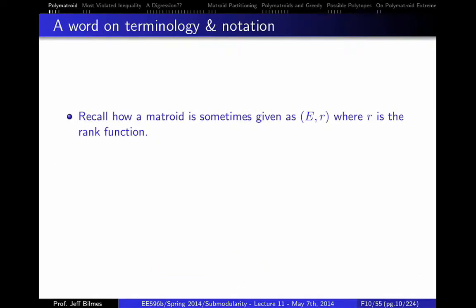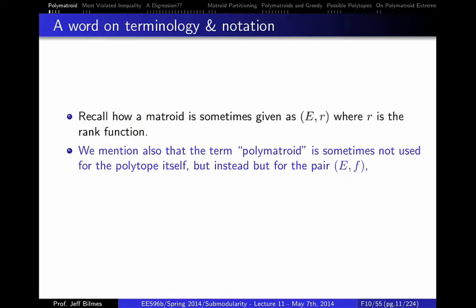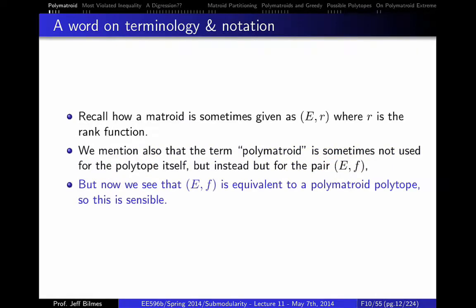I'm half kidding. Recall how a matroid, so this is just a very simple notational slide, can be defined based on a ground set and a rank function. Sometimes in the literature you will see that a polymatroid is defined either based on a ground set and a polymatroid function, or alternatively you might see that it's defined as E and then some polytope, P. All of these things are essentially equivalent, and so when you say given a polymatroid (E, f) or (E, P), it all makes sense.